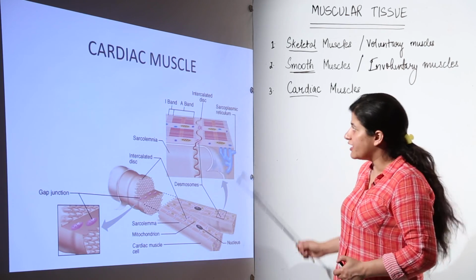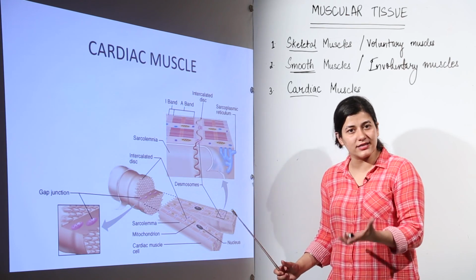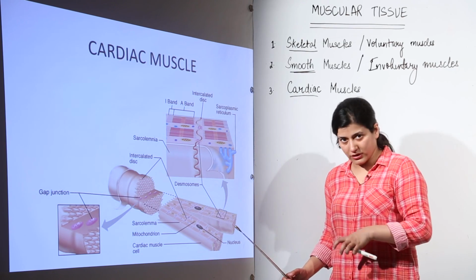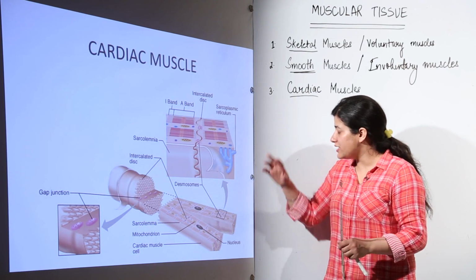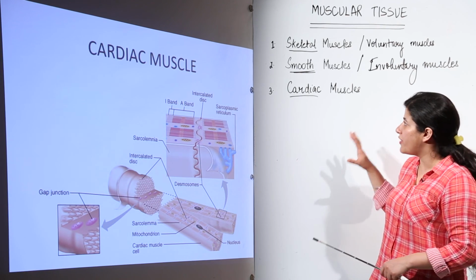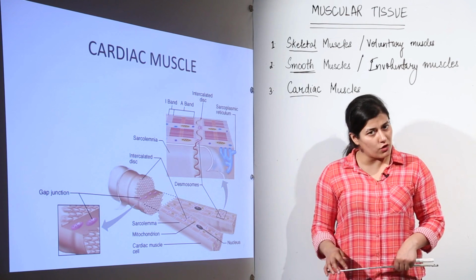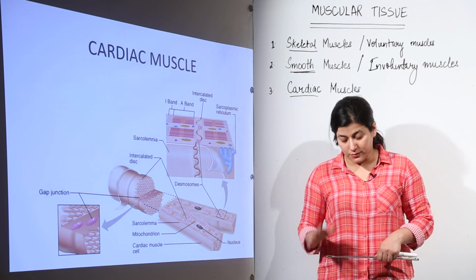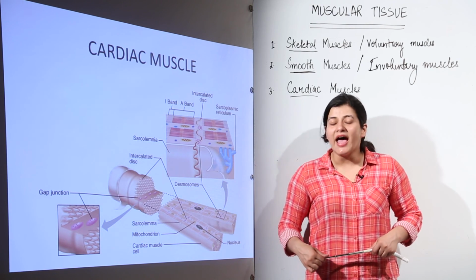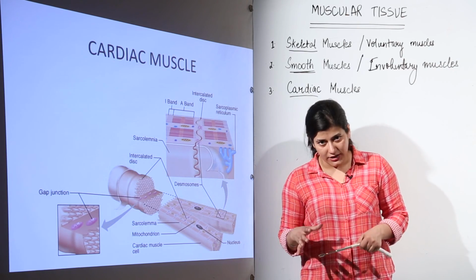That is to be remembered. They are present in the heart. Their function is bringing about the contraction and relaxation of the ventricles so that the blood is pumped throughout the body. So these are the three types of muscular tissues present inside our body. Very simple to learn. The first is voluntary, the skeletal one, and the second is involuntary, the smooth muscles, and the third is the cardiac muscles, which are restricted to the area of the heart.